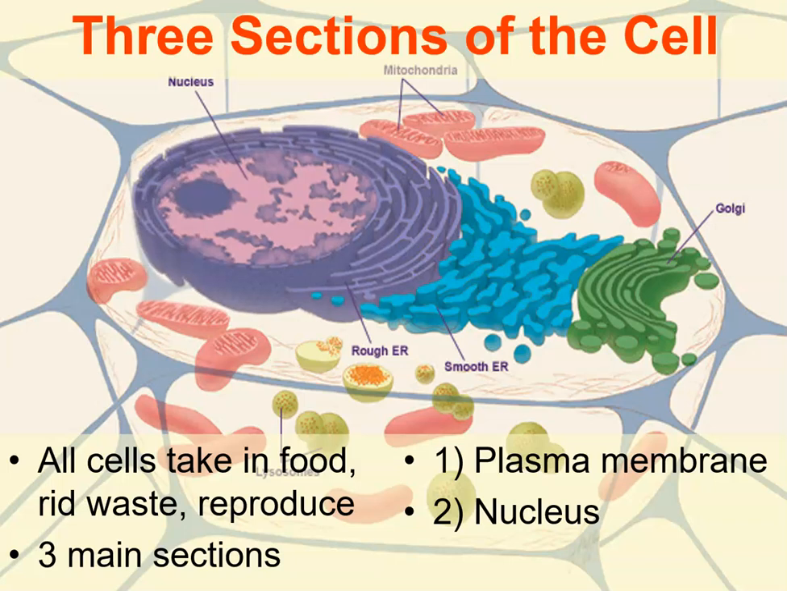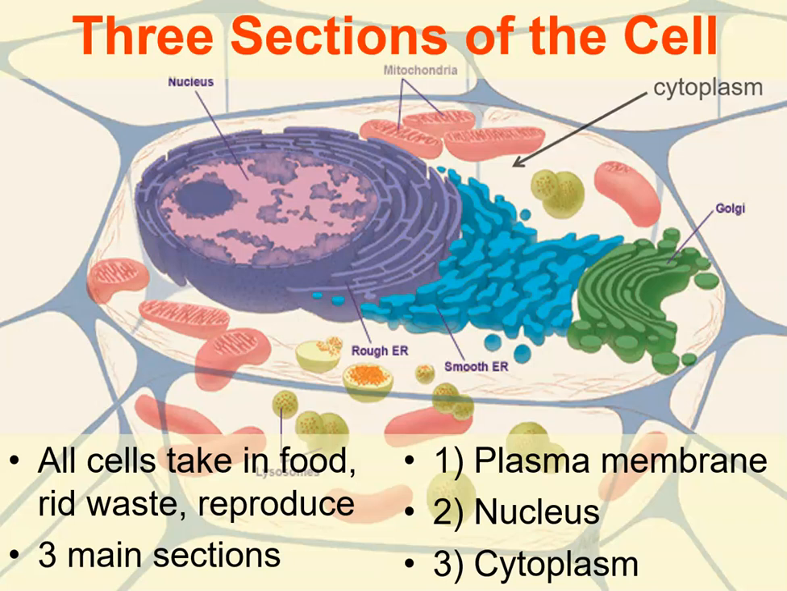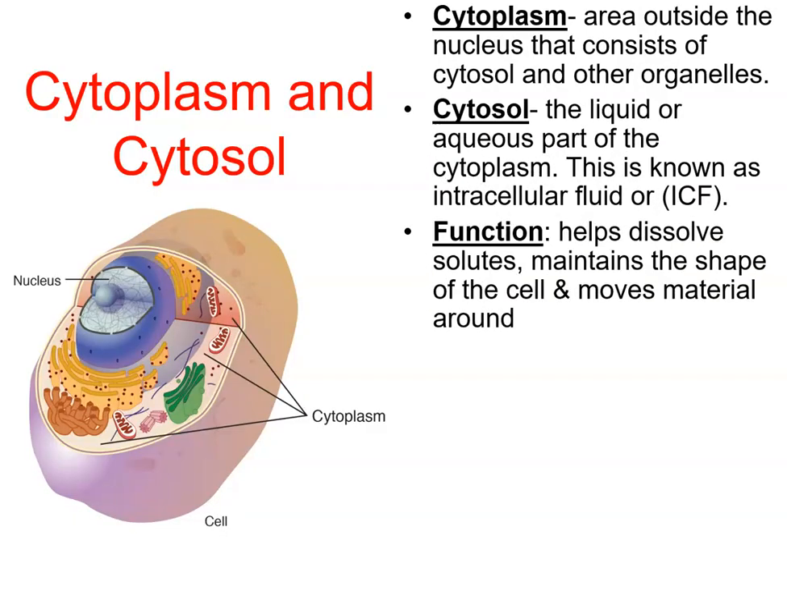Then we have the nucleus, and of course the nucleus is the main headquarters of all the information for the cell. And then we have the cytoplasm. The cytoplasm is that area outside. So everything outside the nucleus, in between the cell membrane and the nucleus, is known as cytoplasm. When I was in school, we learned the cytoplasm was the jelly-like stuff. They have now gone a little bit further and separated it so that the liquid portion is actually called cytosol.